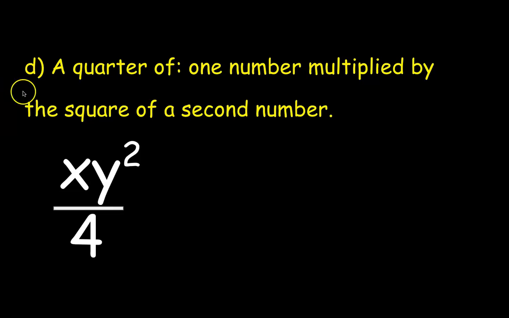Right, there is one number multiplied by the square of another number. I suppose you could have had x squared y, but the way it was worded, this would probably be better. Any two letters here, you could have the square on the first one. This is better. And then to find a quarter of that, we divide by 4.